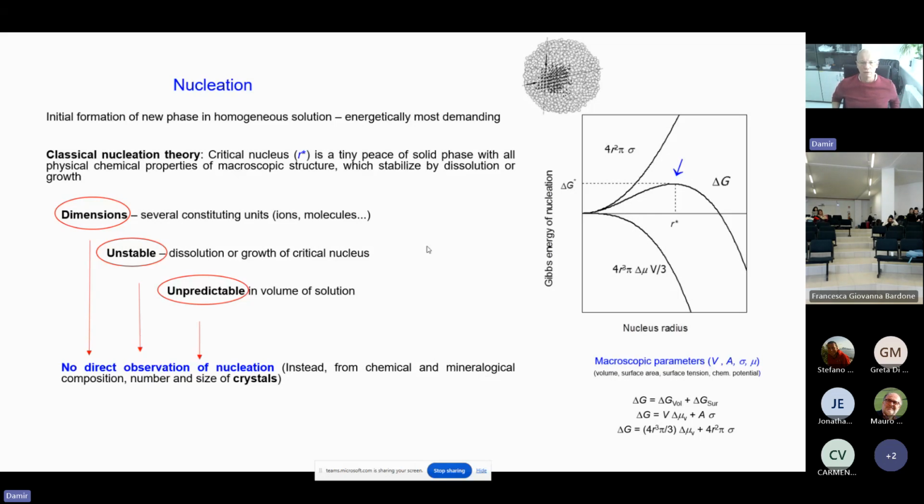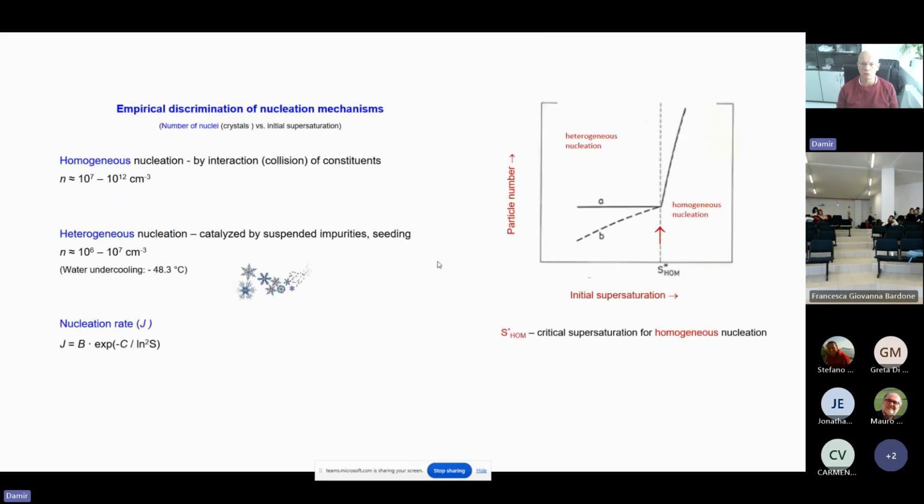Therefore, scientists conclude typically about nucleation from chemical, mineralogical composition, number and size of crystals. So crystals give us information about nucleation. So one empirical way of discriminating nucleation mechanism is actually the number of nuclei.